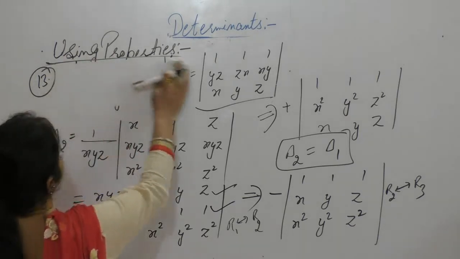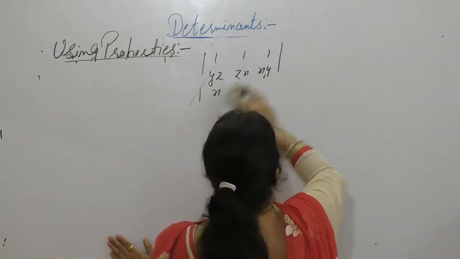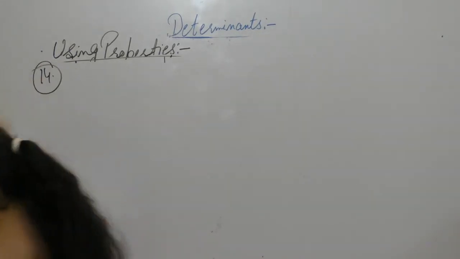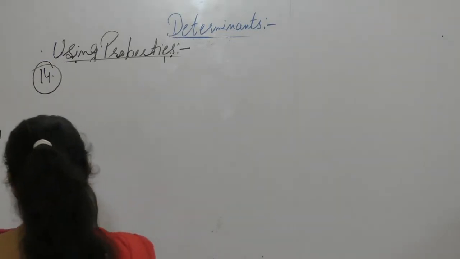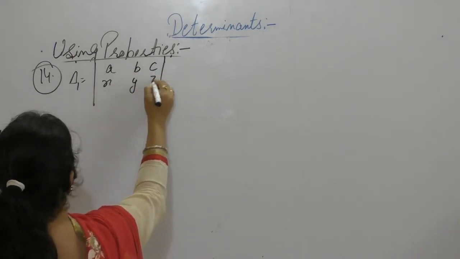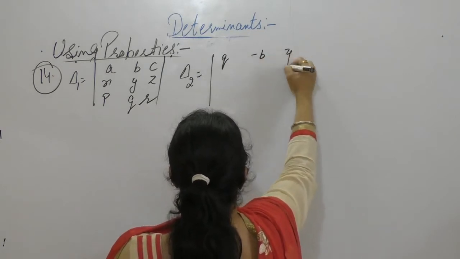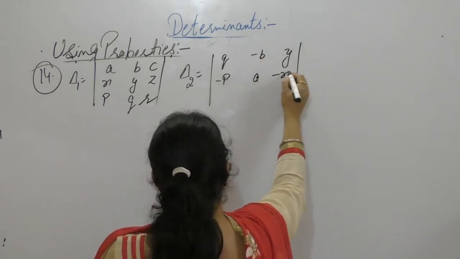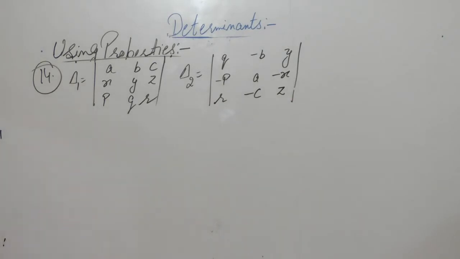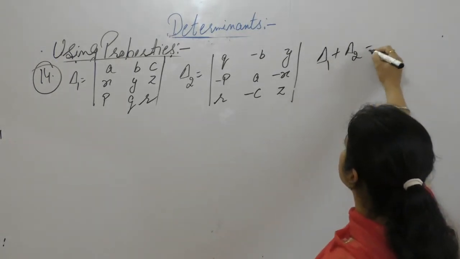The next one is question number 14. If delta 1 is equal to the determinant A, B, C, X, Y, Z, P, Q, R, and delta 2 is Q minus B, Y, P minus A, X, R minus C, Z. Without expanding or evaluating delta 1 and delta 2, show that delta 1 plus delta 2 is 0.